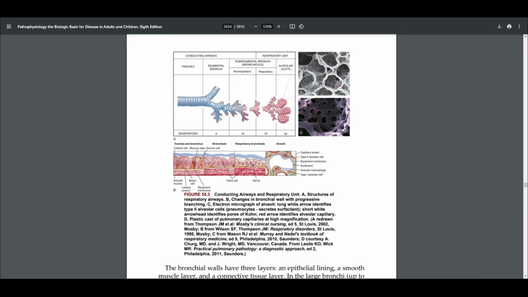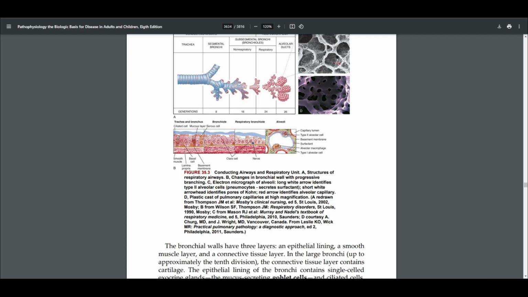So again, we see the separation in the conducting airway from the trachea, the segmental bronchi, and then your subsegmental bronchi, your non-respiratory and respiratory, to the alveolar duct. The bottom portion here also shows how the ciliated cell mucus layers change, where we have smooth muscle and basal cells, your lamina propria and basement membrane. Finally, your pleura cells and your nerves.